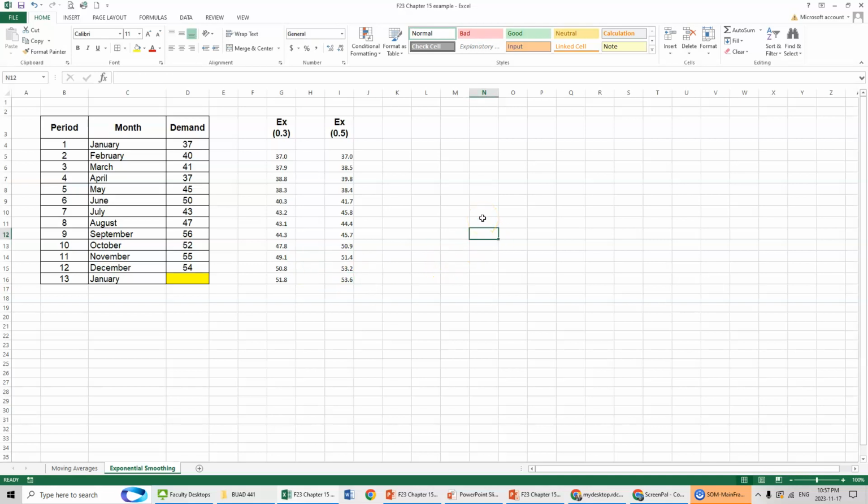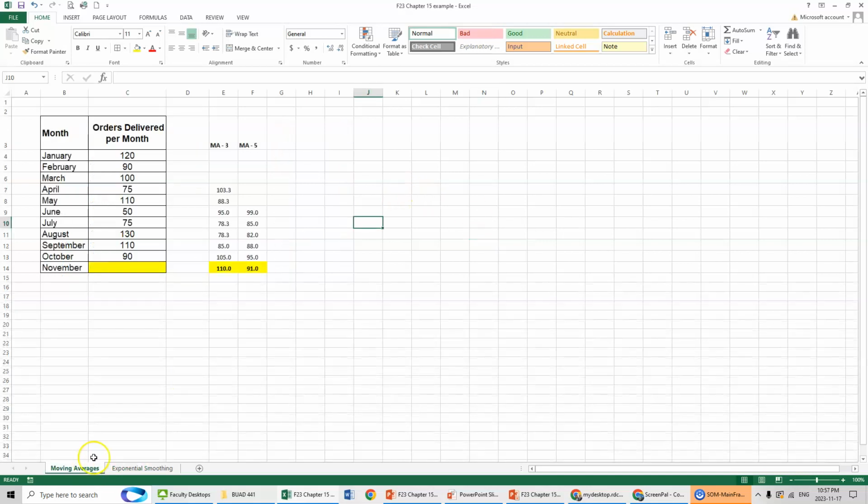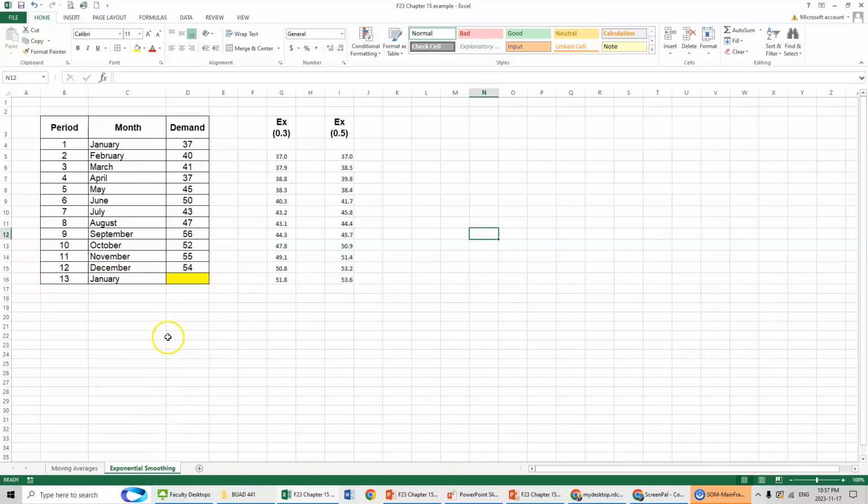So in our next video, we're going to look at the process to determine which method is correct, because in both situations, with the moving average, we calculated two different forecasts. With exponential smoothing, we calculated two different forecasts, those ones right there. Which one should we actually use? Well, it's going to be based on the strength, or how close the forecasting method was in the past to the actual demand. And that's what we'll look at in our next video.